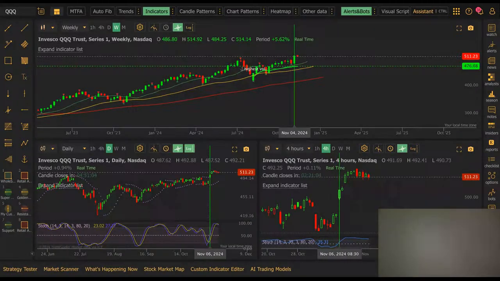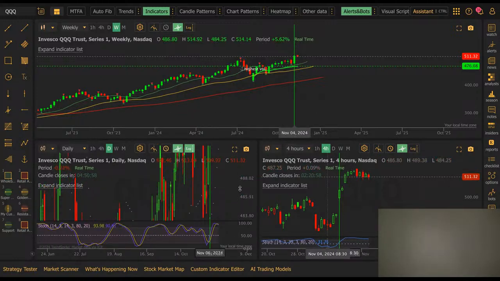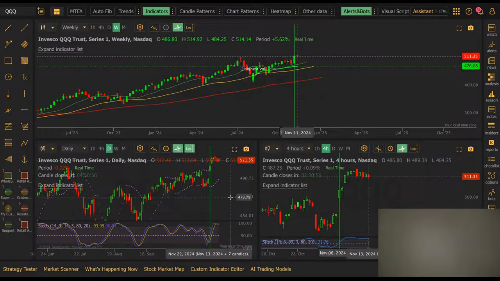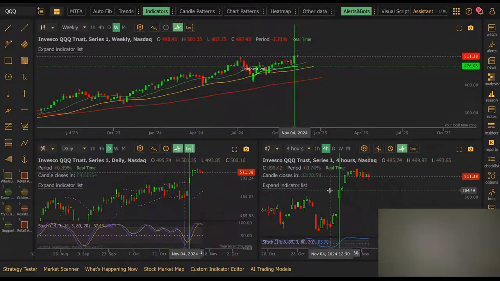All right, let me check. Yeah, that's the 50. Is that an entry? That would be an entry for me. That would be an entry. You see that we entered and then it continued to go up. Let's see here, say from 500 to 510. That's a $10 move. That's an entry.